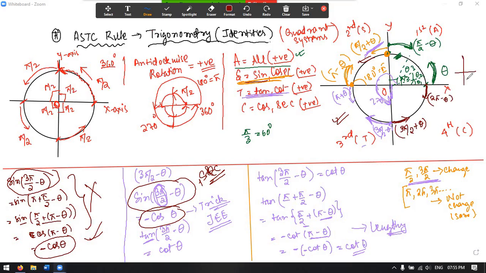Means if this is an axis, this is 90, this is 180, this is 270, then this is 360 degrees. From 360 degrees again we have to turn back. If we get 3 pi by 2, then we have to change our trigonometric functions as I have mentioned, and if we get pi, 2 pi, 3 pi, we do not need to change, they remain the same. So this was all about the ASTC rule, or we can say we have discussed important concepts about the quadrant systems, which are very important for your JEE as well as other competitive exams.